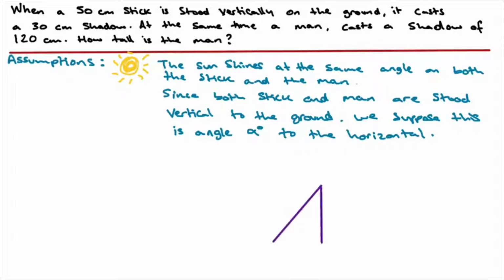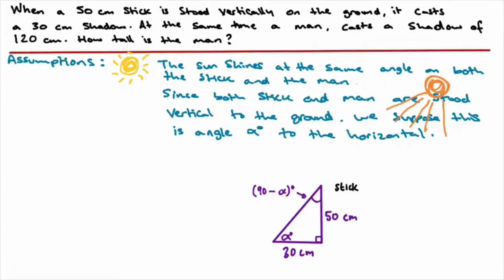So let's draw our figures. So figure number 1, this is my stick and it's stood vertically in the ground. Because the ground is horizontal, it's at 90 degrees. So let's suppose the sun is shining from here and it's going to make the same angle on the stick to the horizontal as it is on the man. So my stick's standing vertically, which is at 90 degrees to the ground. This is alpha, and then I have 90 minus alpha, which is basically 180 minus the 90, which gives us 90. And then 90 minus alpha gives us the remaining angle.